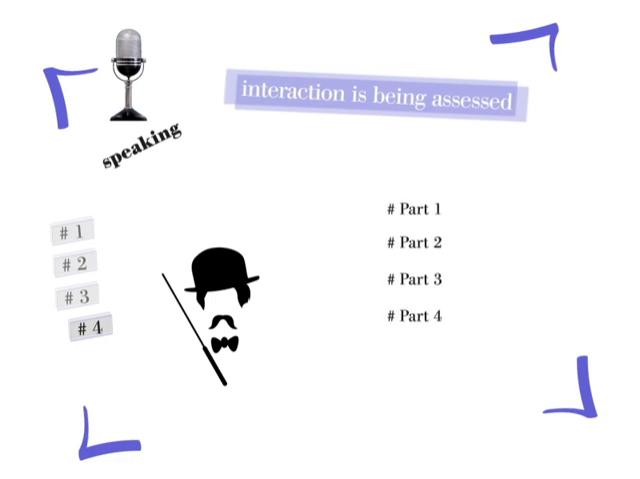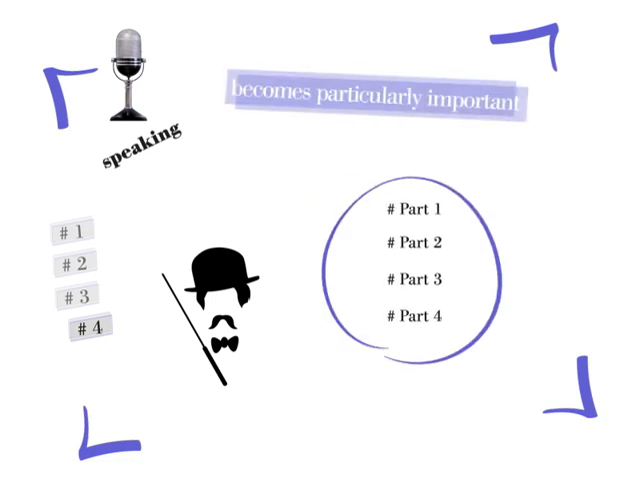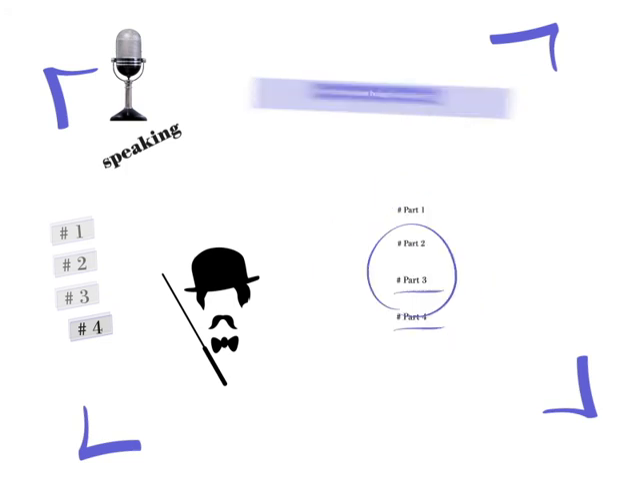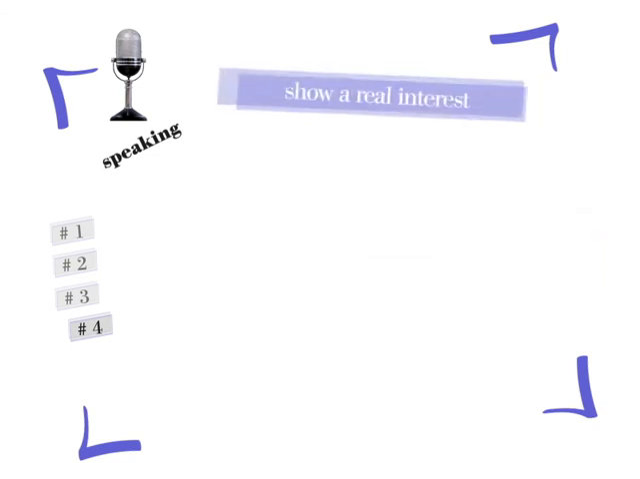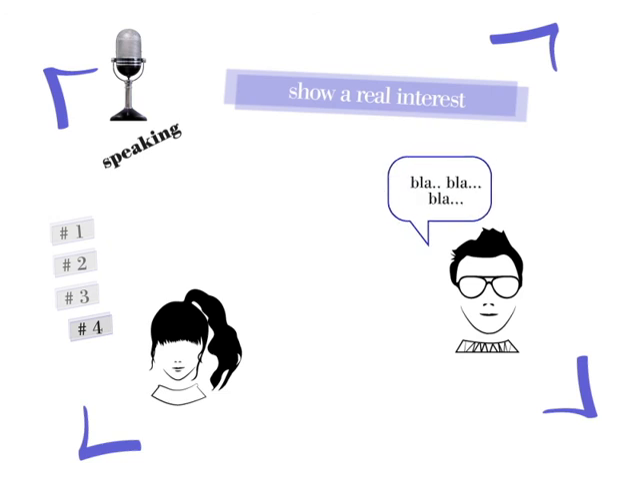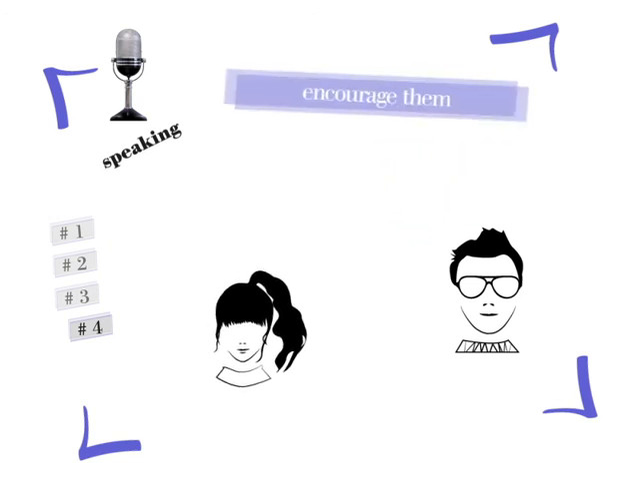Interaction is being assessed all through the exam, but becomes particularly important in parts 3 and 4. The interaction being looked for is being good about turns, allowing the other student time to answer without interrupting, and not dominating by giving answers that are too long. You need to show a real interest in what the other student is saying, and also encourage them to participate by bringing them in with appropriate questions like, "What do you think?"